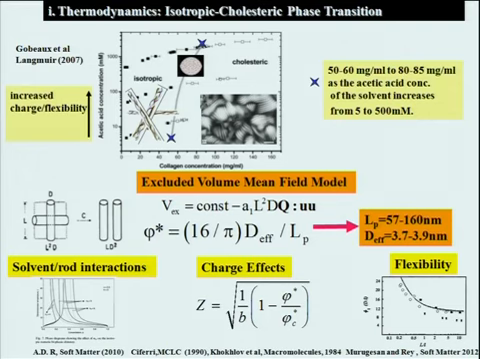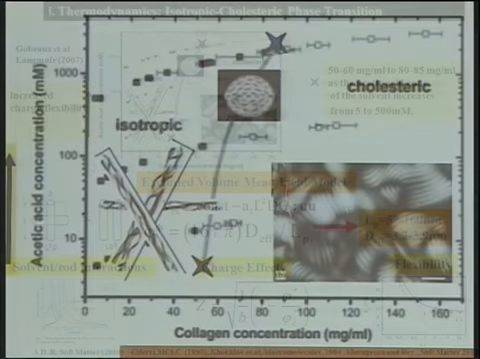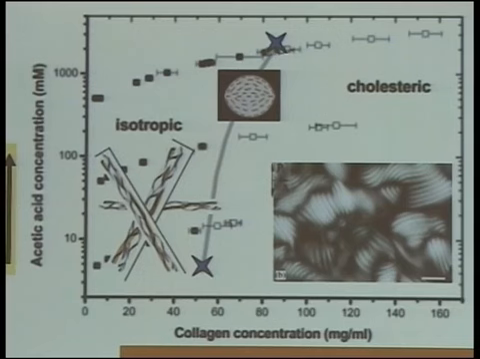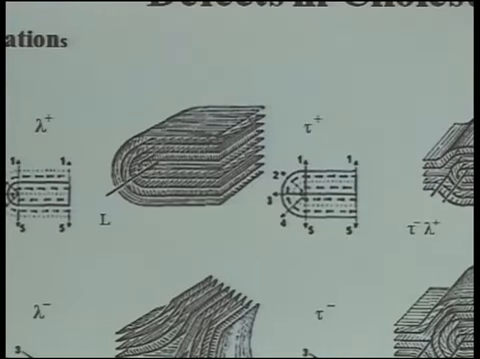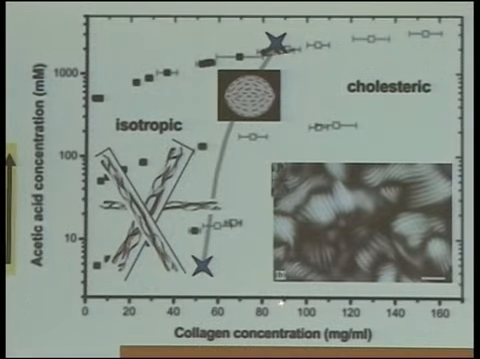So this is the phase diagram. These are acid solutions of these triple helix collagens as a function of collagen concentration in milligrams per milliliter. The key point is there is a transition line here. To the right of this transition line, I have a cholesteric phase. To the left, I have an isotropic phase. The numbers typically are 50 to 80 or 90 as we have a transition from isotropic to cholesteric.